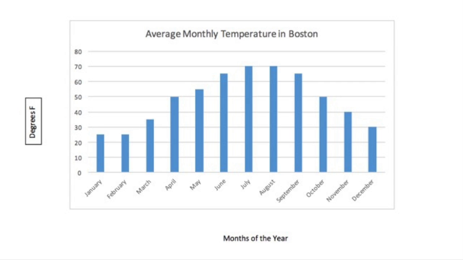We see that the graph has a title, Average or Mean Monthly Temperature in Boston. The title tells us what the graph is all about. There are also labels on the bottom, or x-axis, of the graph. In this case, the labels are the months of the year. And along the y-axis, we have a number scale. The scale, in this case, goes from 0 to 80 in intervals of 10.